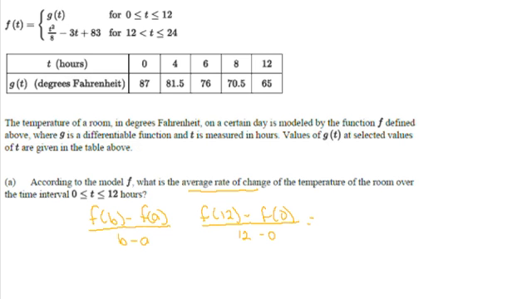And this is going to be 65 minus 87 divided by 12, which is negative 22 twelfths, which we do want to simplify to negative 11 sixths. And we want to put our units, degrees Fahrenheit per hour.